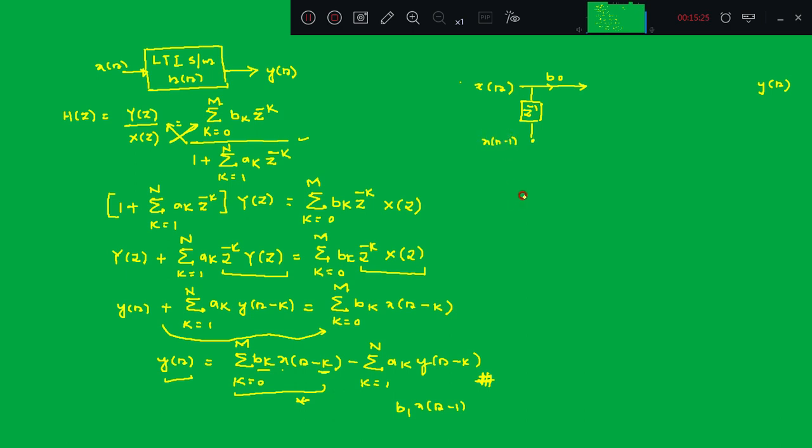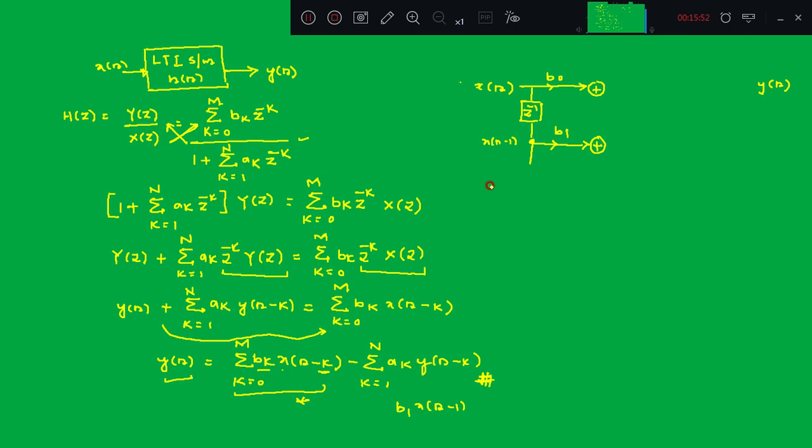In the exam or during your practice, don't write this x of n minus 1. Just for the understanding first time, I am writing x of n minus 1, right? And this x of n minus 1 has to be scaled by which coefficient? b1. So this b1 here you write. Since here it is summation, each of the scaled factors you have to add every time, right?